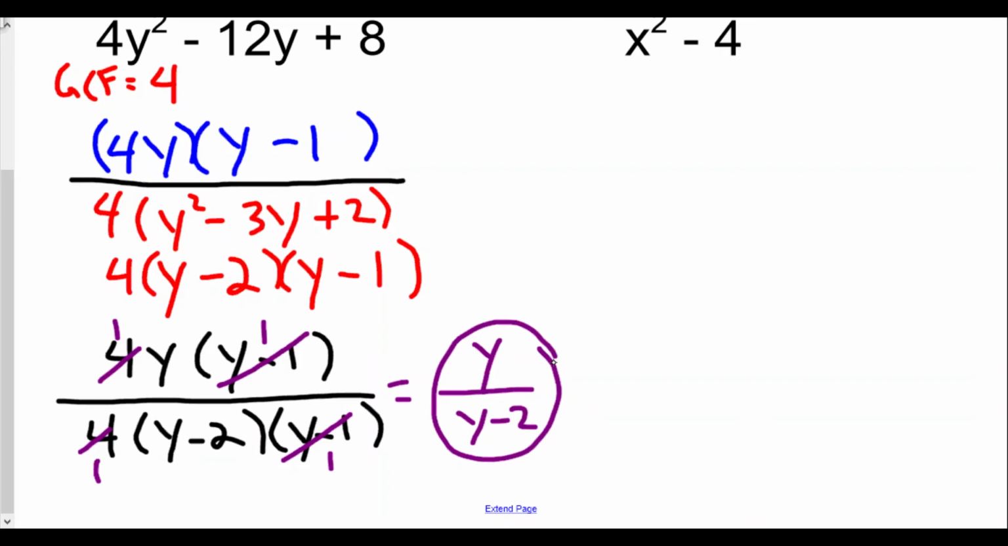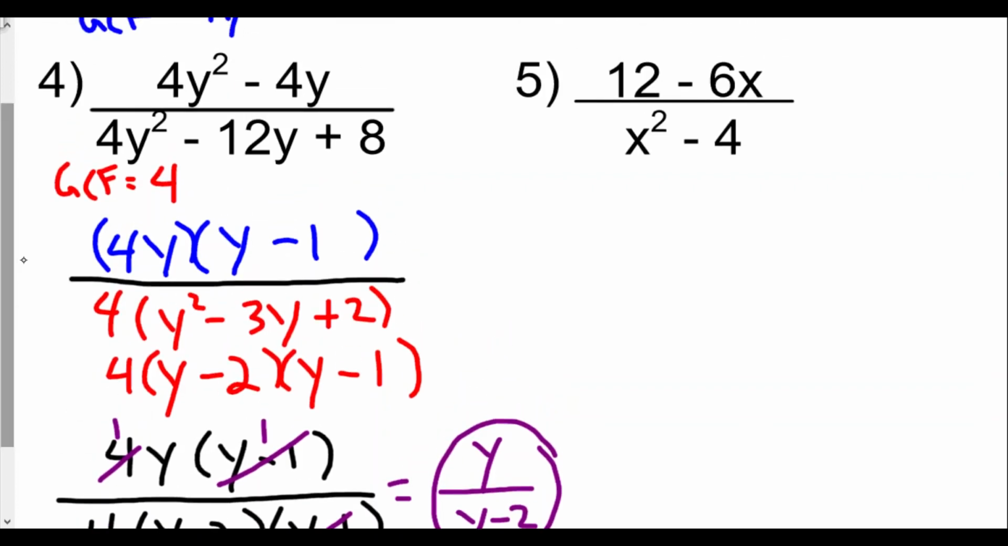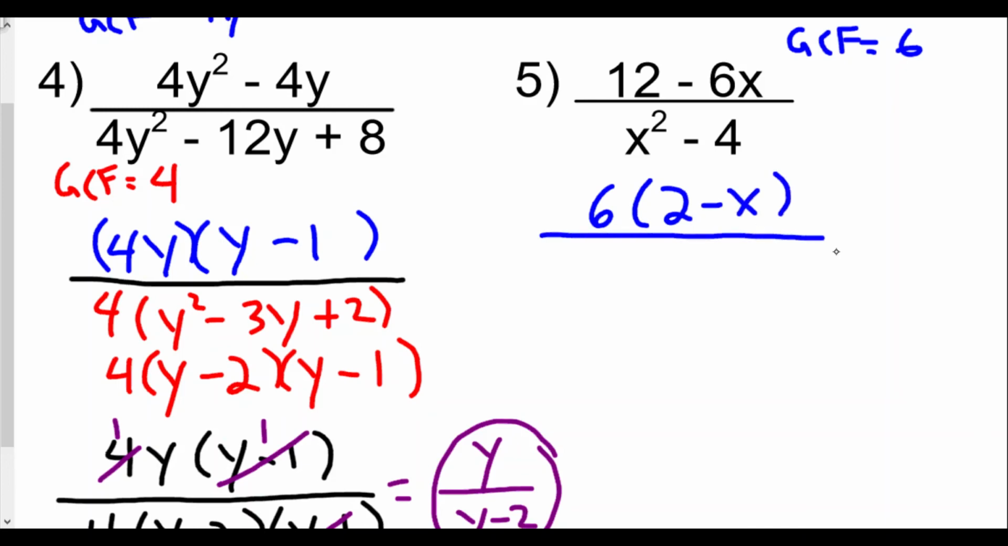Let's try out question number 5. So, greatest common factor for the numerator looks like 6. So we're going to get, in this case, 6 times 2 minus x. And now for the denominator, no GCF, but we have a difference of perfect squares, x squared minus 4, because they're both perfect squares. Square root of x squared is x. Square root of 4 is 2. Plus and minus. So we factored.